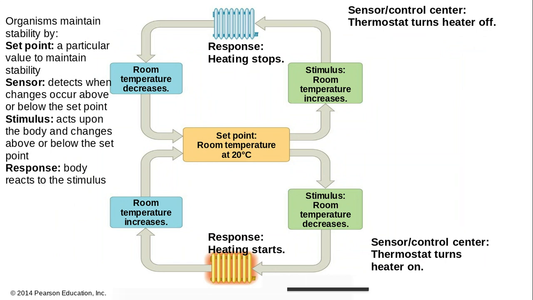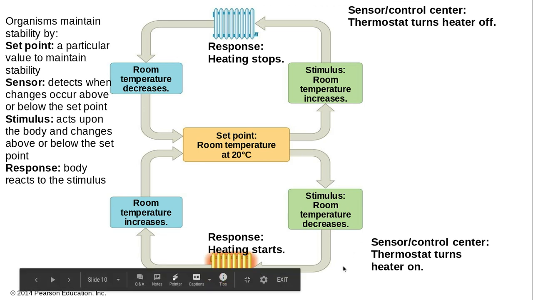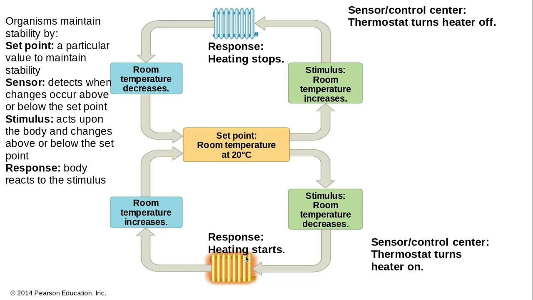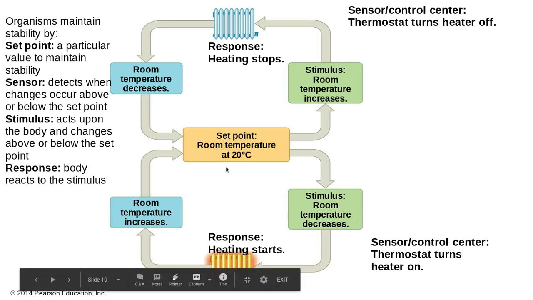So for example, in a thermostat, the stimulus might be that the room temperature has increased, and then the body will respond to that stimulus. Or in the case of the thermostat, when the room temperature increases, it gets warmer, the heating is going to stop. That will eventually cause the room temperature to decrease and bring us back to our set point. The opposite stimulus could occur in which the temperature decreases. That would cause the heating to start up, the room temperature to increase, and then we're back at the set point once again.